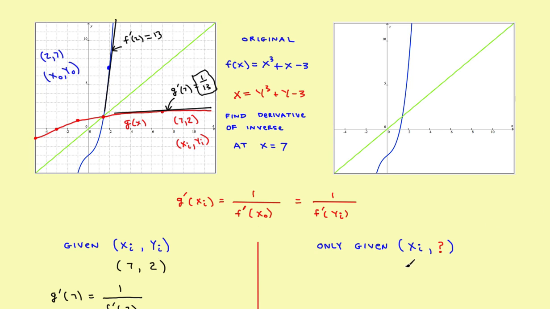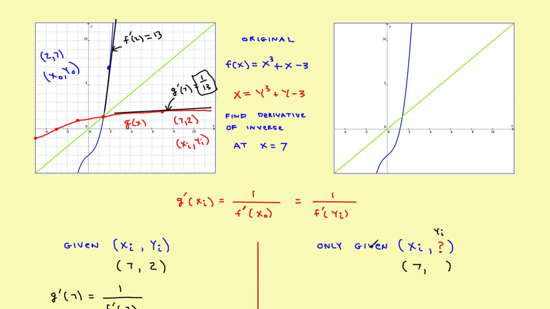Now what that gives you is this. We'll come down here. You know that x sub I is equal to 7, but the problem is you don't know y sub I. And that's going to make things a little bit more difficult. You're going to have to do a little bit more work. So again, does the problem give you the point and both the x and y value, or does it only give you the x value? So now, how do you solve the problem if you only knew the x value?